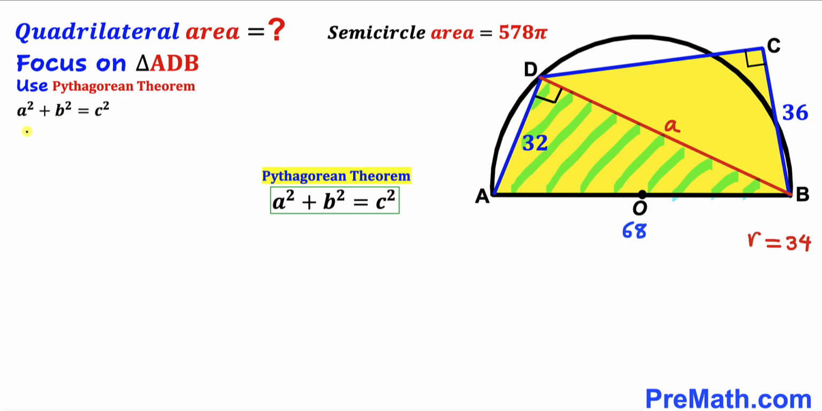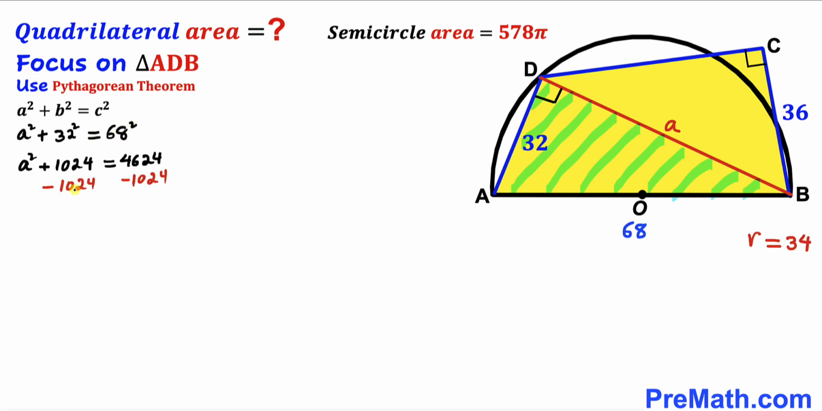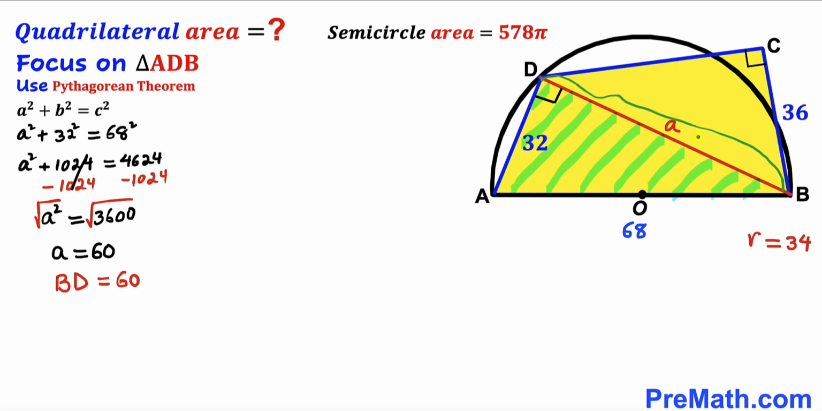So let's go ahead and fill in the blanks in this Pythagorean formula. a squared plus 32 squared equals 68 squared. Now we are going to subtract 1024 from both sides. This is gone, so a squared turns out to be 3600. I'm going to undo this square by taking a square root on both sides, so our a value turns out to be 60. Since a represents this BD length, BD is going to be 60 units.